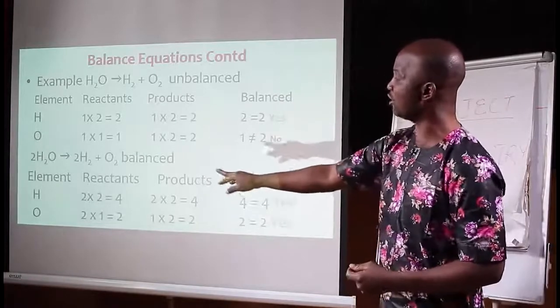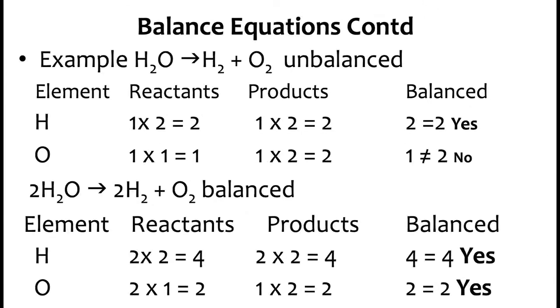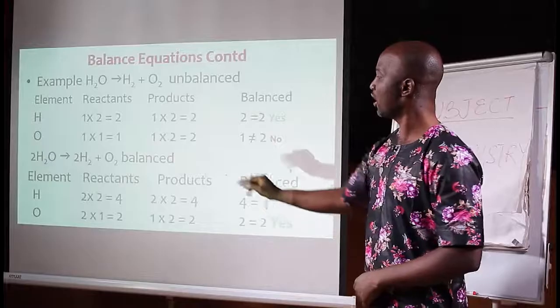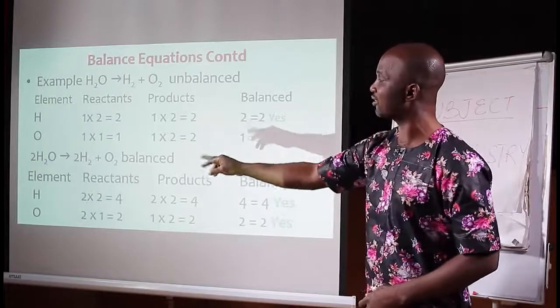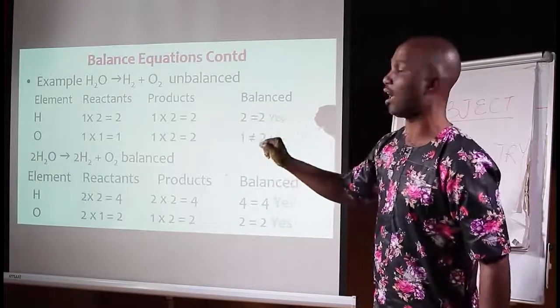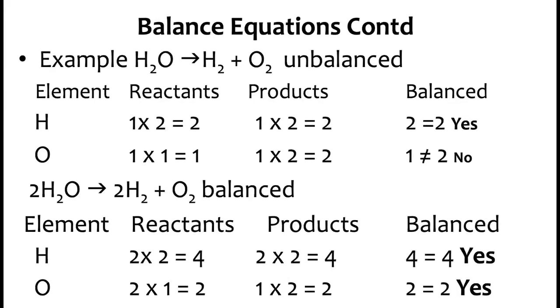Look at it now. Hydrogen becomes 2 times 2, 4 on the reactant side. And on the product side, 2 times 2 also 4. So 4 is equal to 4. Yes, it is balanced. Then oxygen on the reactant side, because there's a 2 as the coefficient there, becomes 2 times 1, giving you 2. And oxygen on the product side becomes 2 times 1, equals 2. So 2 equals 2.